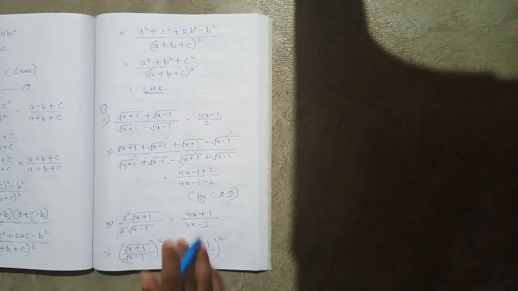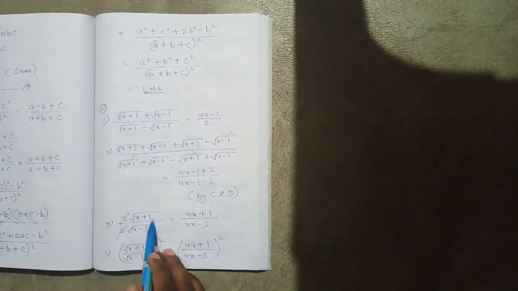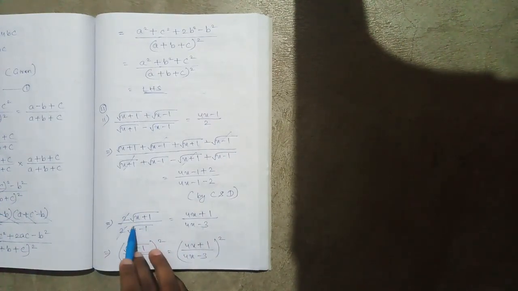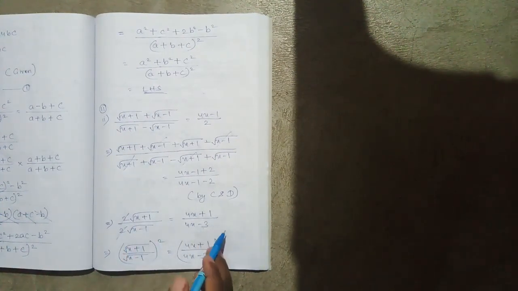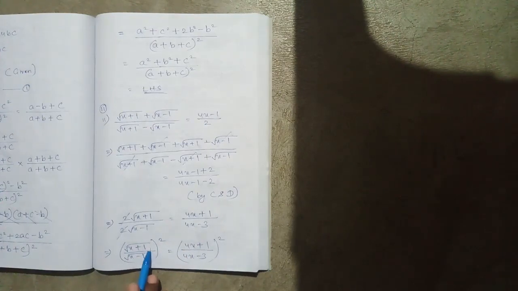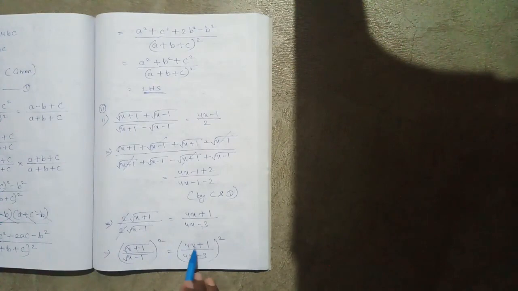Again 2 cancels. Okay, now our next target is to remove this square root. How to do that? By squaring on both sides. So square both sides. So (root of x plus 1 by root of x minus 1) whole square is equal to ((4x plus 1) by (4x minus 3)) whole square. In the next step we will get x plus 1 by x minus 1. Okay, then simply you have to expand these two.